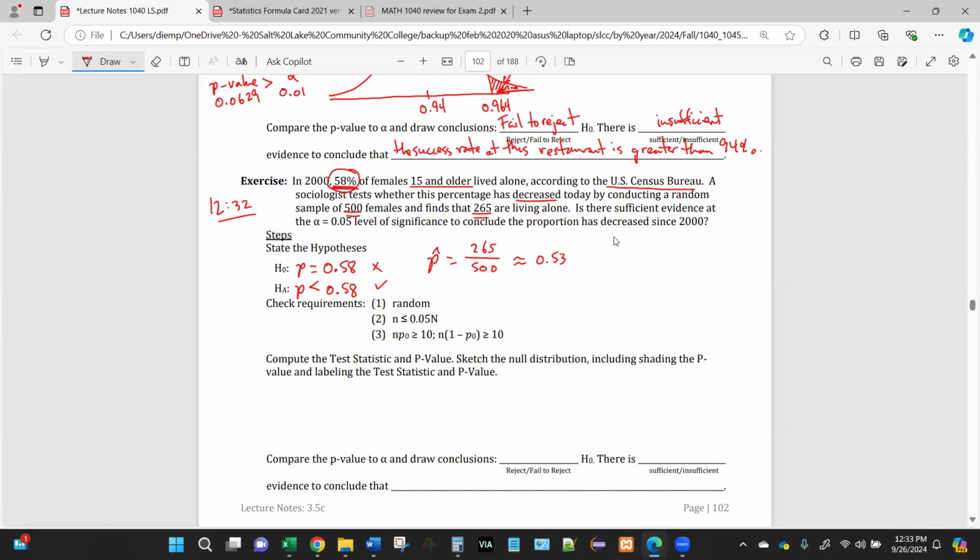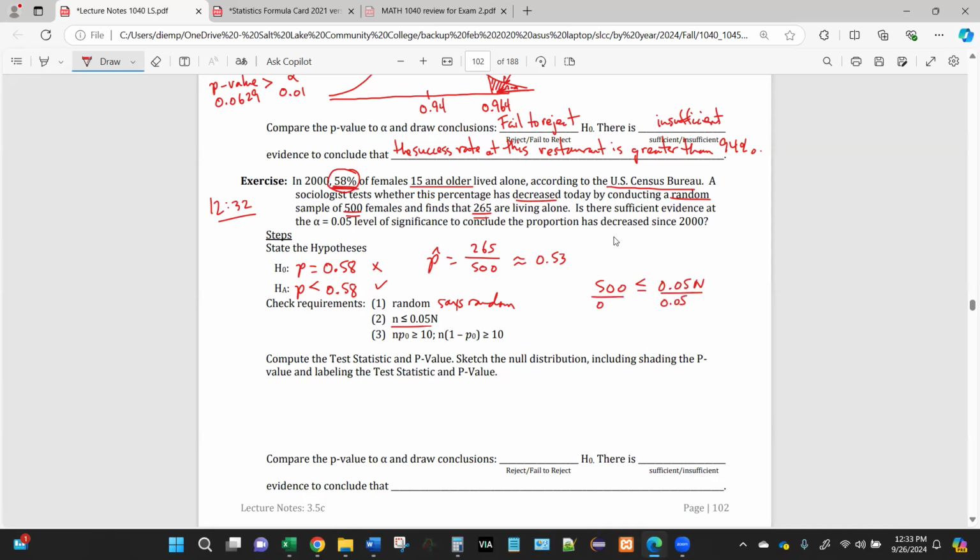So we have to check our requirements, unless you want to use the applet here. That's one of the advantages of randomization: you don't have any conditions to check. But if you're going to use the normal, then you have to check the conditions, right? So let's see. It says random, so that's met. Then 500 is less than 5% of high school age women plus, for sure, right?